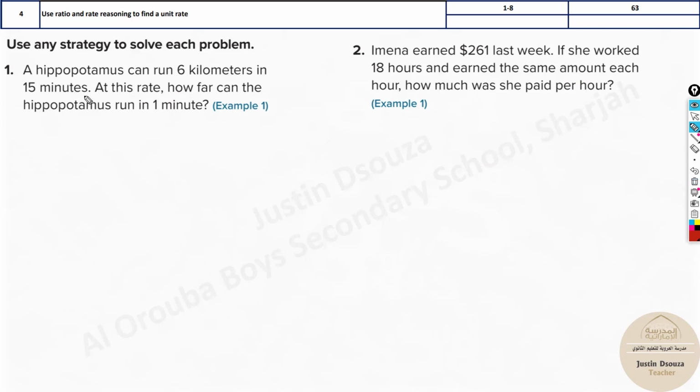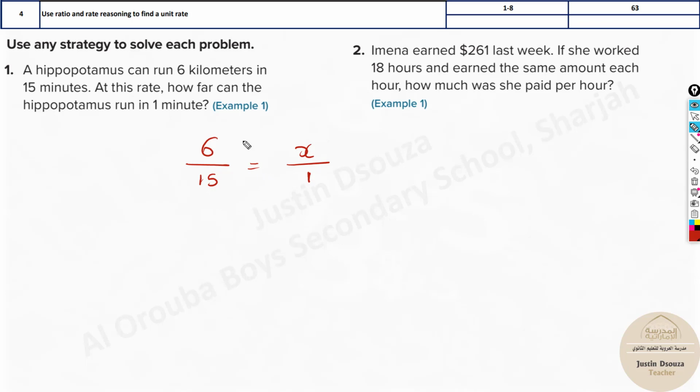So now, same way, a hippopotamus can run 6 kilometers in 15 minutes. Okay, that is very impressive. At this rate, how far can the hippopotamus run in 1 minute? We know 6 kilometers in 15 minutes. That must be equal to how many kilometers in 1 minute?